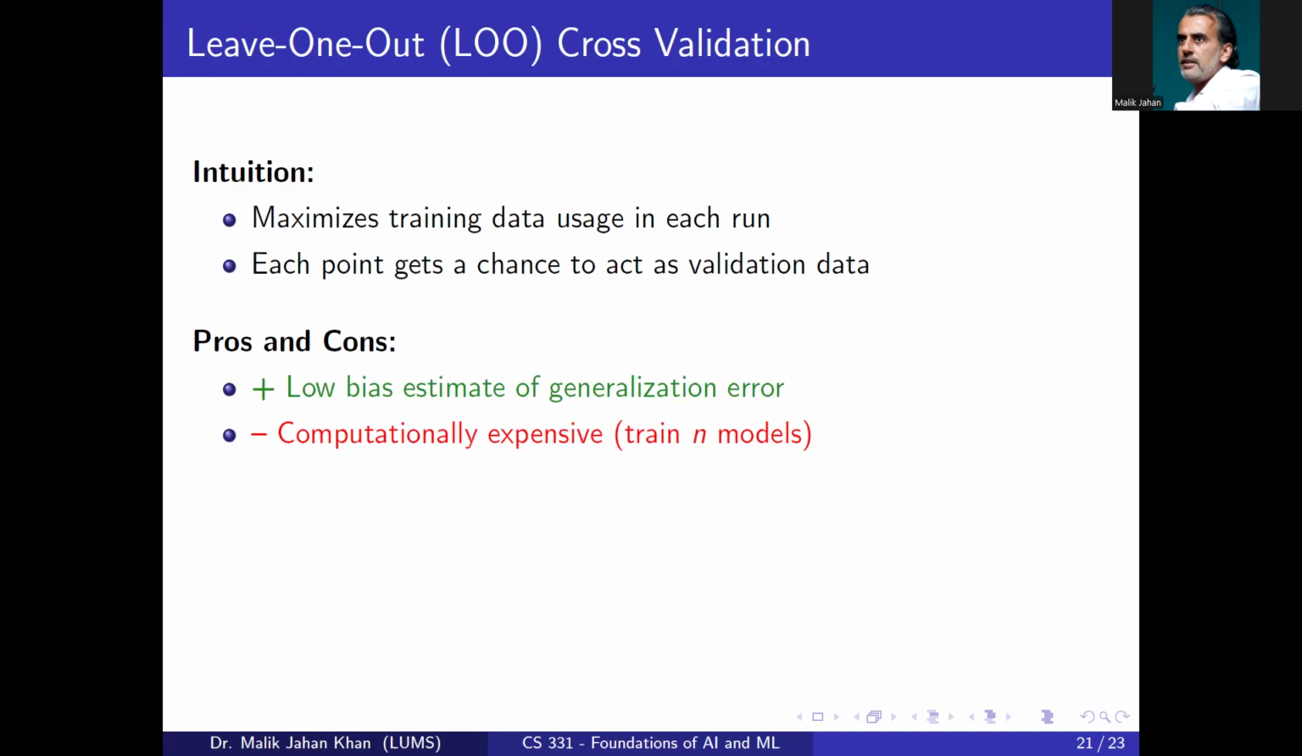Computationally, it's going to be expensive, because if M is reasonably large, we have to train M models, right? So this has to be M, this variable is M.